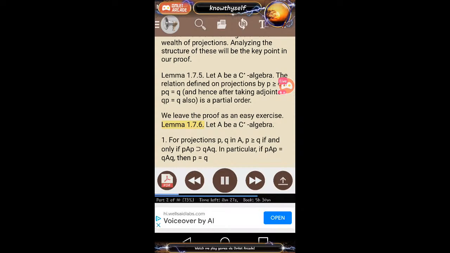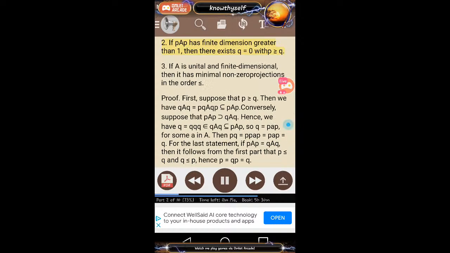Lemma 1.7.6. Let A be a C* algebra. 1. For projections p, q in A, p is greater than or equal to q if and only if qAq is contained in pAp. In particular, if pAp equals qAq, then p equals q. 2. If pAp has finite dimension greater than 1, then there exists q not equal to p with p greater than or equal to q. 3. If A is unital and finite dimensional, then it has minimal non-zero projections in the order less than or equal to.